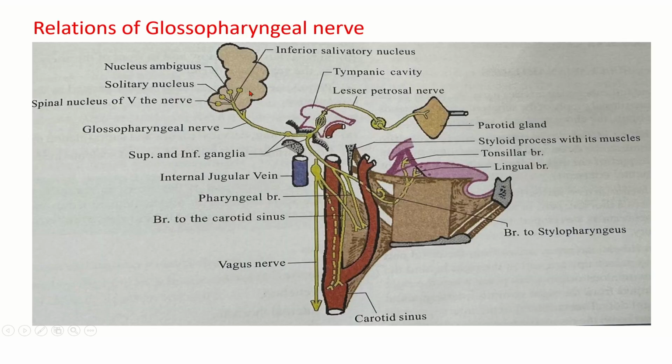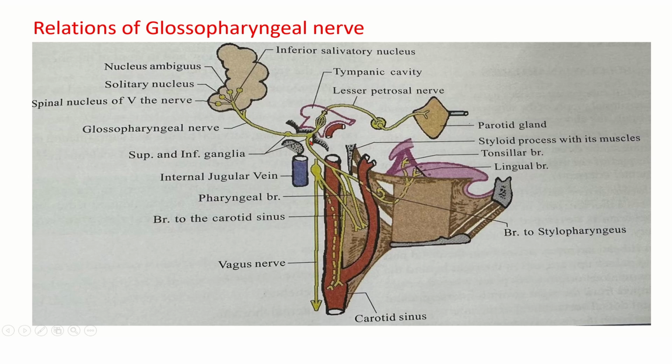So now you can see the inferior salivatory nucleus, nucleus ambiguus, solitary nucleus and spinal nucleus all contributing to the formation of the glossopharyngeal nerve. You can see the superior ganglion and inferior ganglion. From the inferior ganglion you can see the tympanic branch passing through the tympanic canaliculus. Then you can see the plexus ramifying here. Then it gives rise to the lesser petrosal nerve, which passes through the middle cranial fossa, then the foramen ovale, then relays in the otic ganglion, and postganglionic fibers go to the parotid gland.